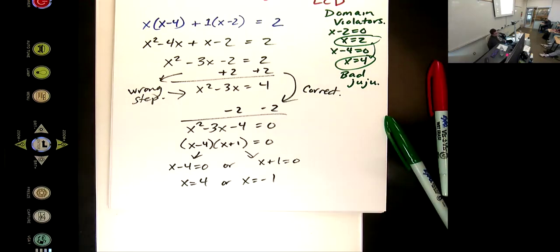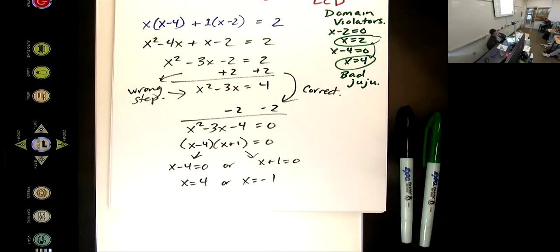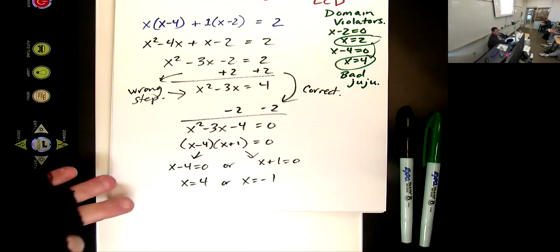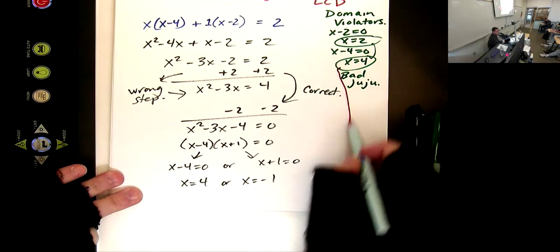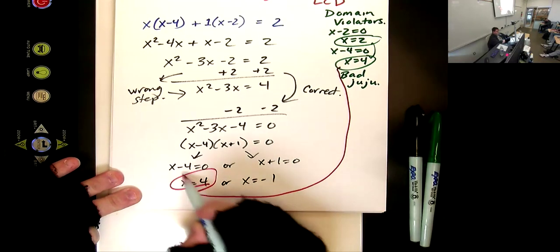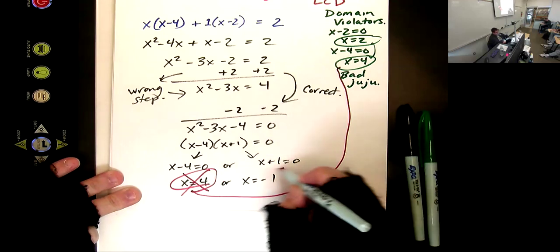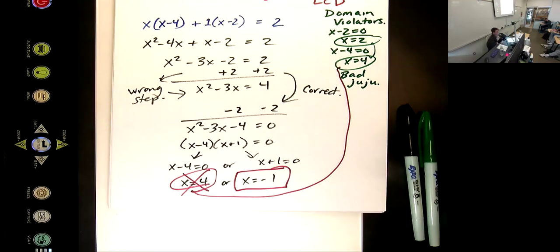Why do you say that, James? x equals 4 is bad juju. That's right. So cross that out. Our only valid answer is x equals -1.